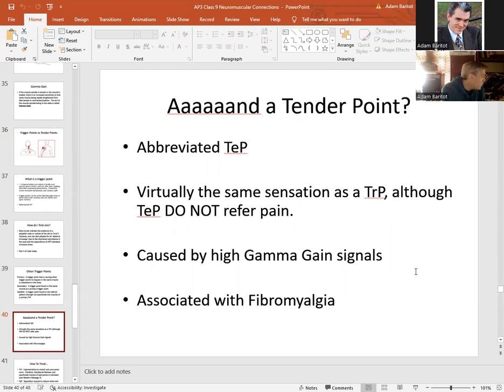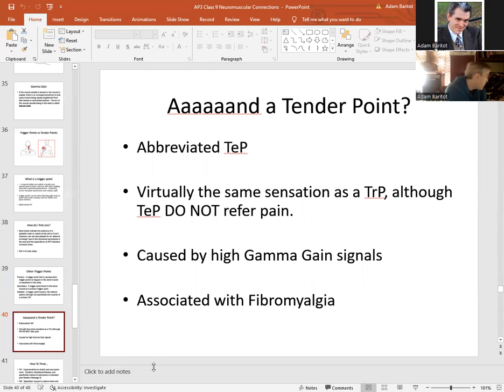We also have tender points. Those are abbreviated TEP. They feel very similar, although they can be even more painful, frankly, and they do not refer pain. They are just sensitive. Unlike the calcium spill of a trigger point, tender points are caused by high gamma gain signals, according to the Archer textbook. We associate tender points specifically, and they are considered a primary symptom for the condition fibromyalgia.